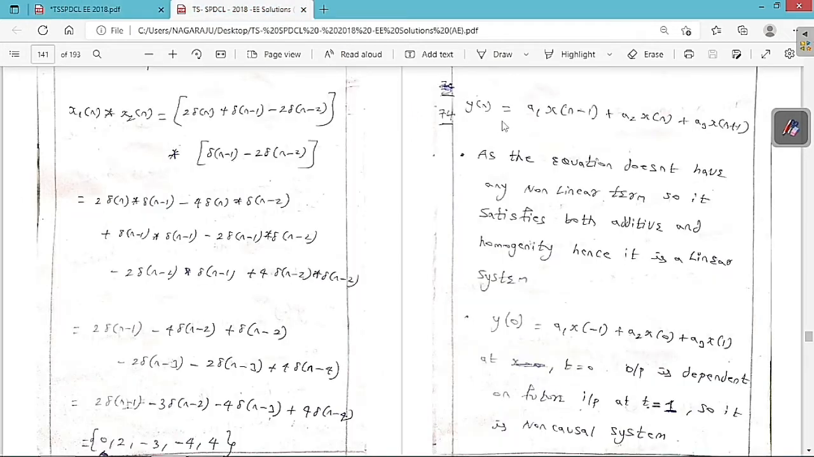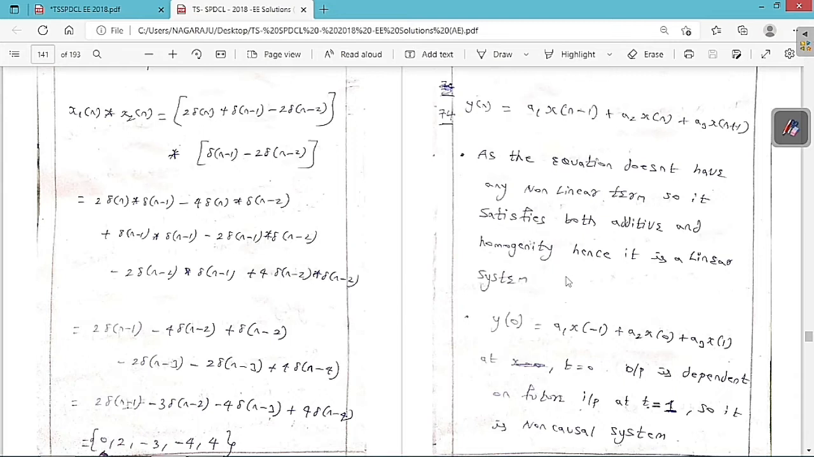So now you can say clearly here, y of n is equal to a1 into x of n minus 1 plus a2 into x of n plus a3 into x of n plus 1. As you can see clearly, this is the equation they are given. Now, as the equation doesn't have any nonlinear term, it satisfies both additivity and homogeneity, hence it is said to be a linear system.